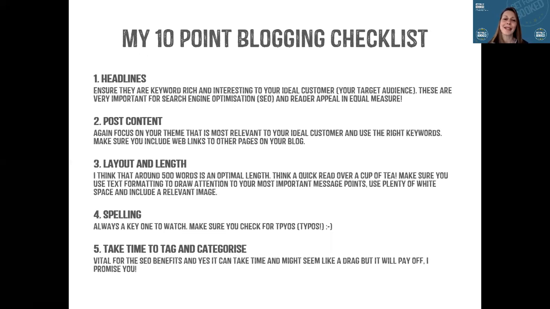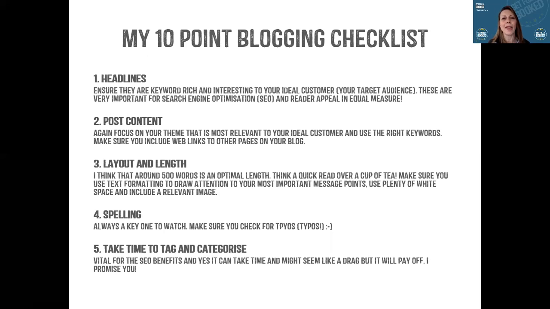Number 5 is make sure that you take time to tag and categorize. With a WordPress blog, you can group your blog posts under categories, which are like your similar subject headings. So it could be family friendly. It could be a whole host of different categories. It'll be different for each of your businesses, but you can make the themes of your blogs into broad categories, and then file them under those. And that means that people can find the related content quite easily on your blog.